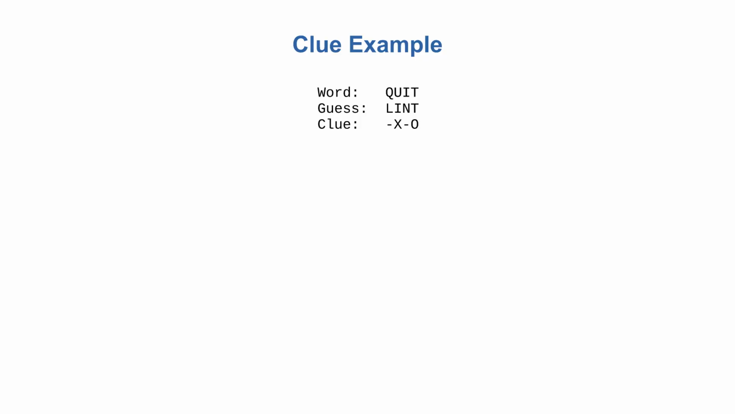For example, if the word the user is supposed to guess is quit, and their guess is lint, the program should give a clue of -X-O. The X means the second letter of the guess is in the word, but in the wrong position. The O means the 4th letter of the guess is in the word and in the right position. First, we'll create the framework for the variables and methods.